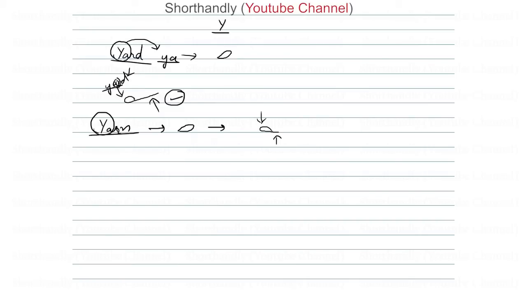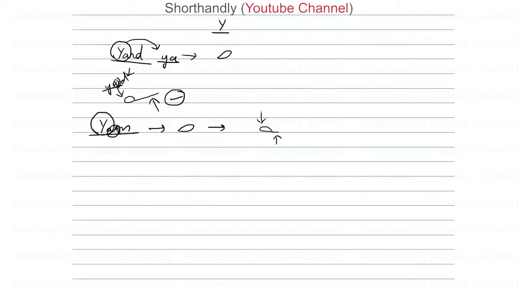Now we have this R here, and if you pronounce it, it goes like yarn. So there is very little sound of R. So we can again skip the R curve here because it is pronounced as yarn, so we can just skip it to focus more on speed. All right, so that's how you use this large loop to represent YA.